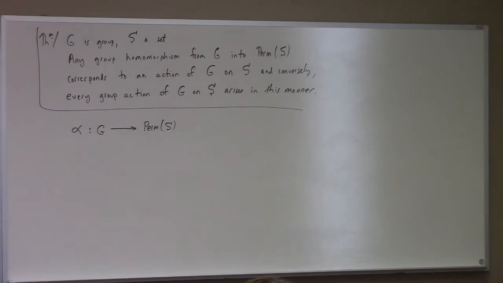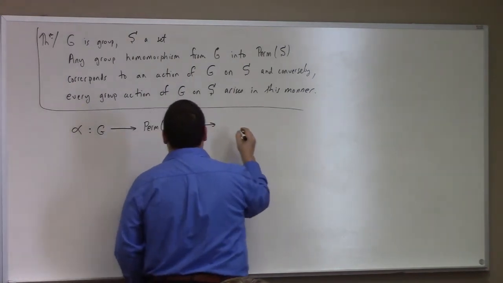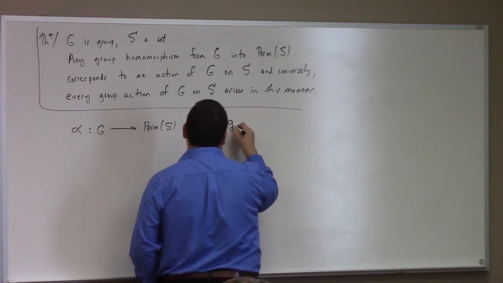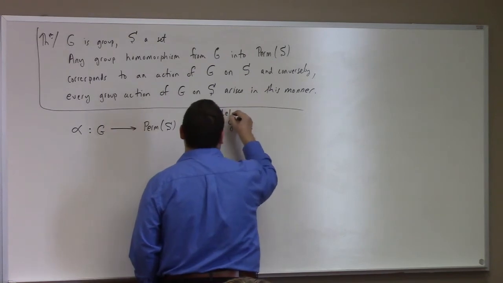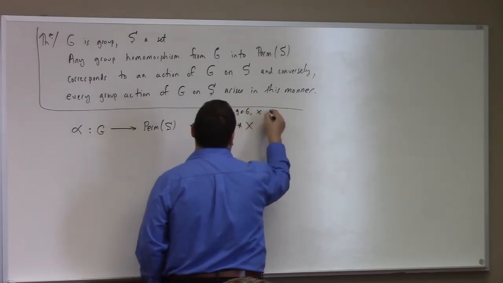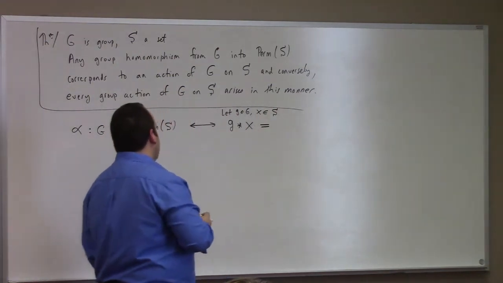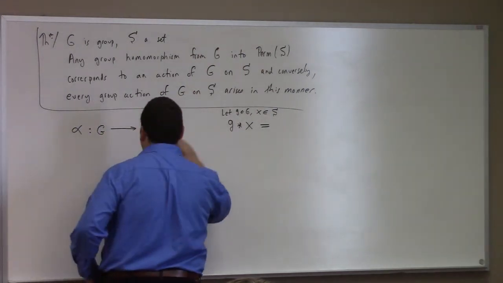Suppose that's a homomorphism. Now, supposedly that corresponds to an action of G on S. What do you think that action would be? Action of G on S. So I'm supposed to define g acting on x, right? Let g be in G, x in S. How are we going to build an action from the homomorphism? So let me just draw the arrow one way at the moment.